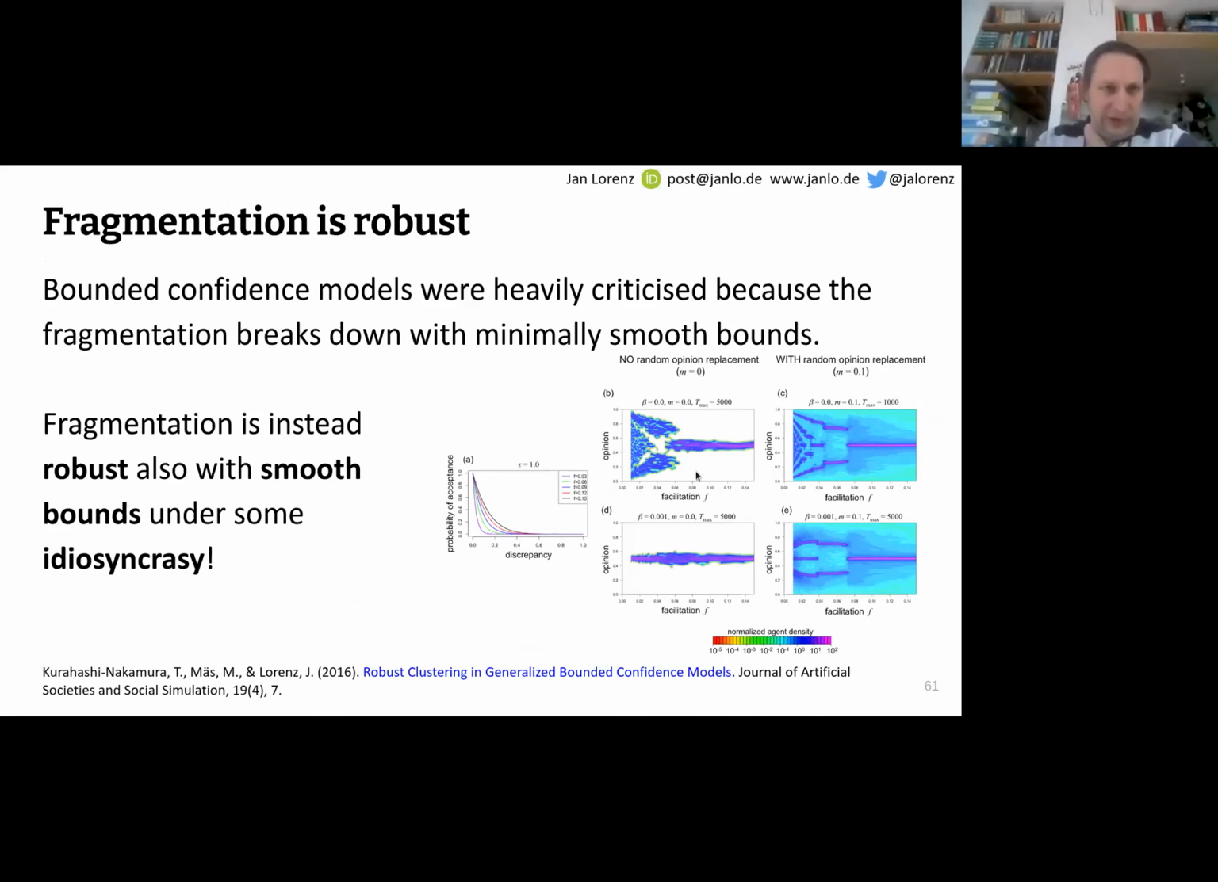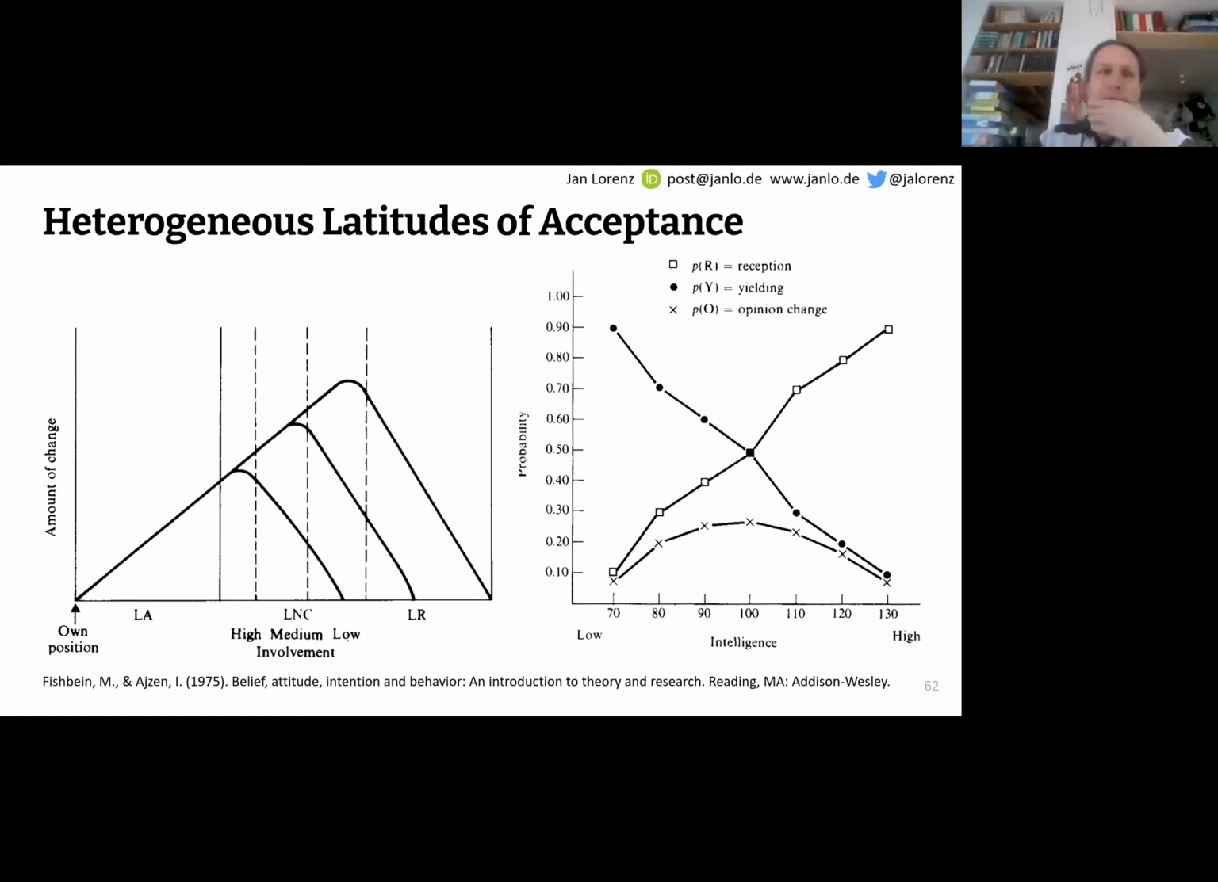Okay, and then, as I said before, the fragmentation is robust even with smooth bounds. Just one glimpse on a study which is not published yet, which has been on my list for 10 years: heterogeneous bounds of confidence. There's this idea that some people might be more open to change, have larger bounds, a larger latitude of acceptance, and some smaller.